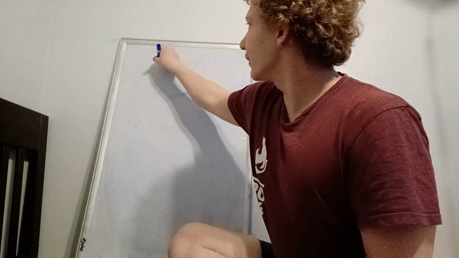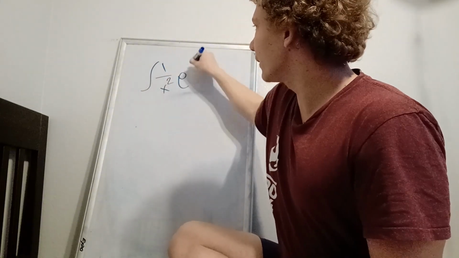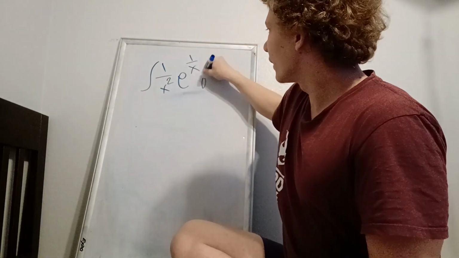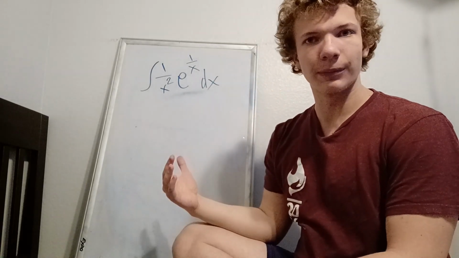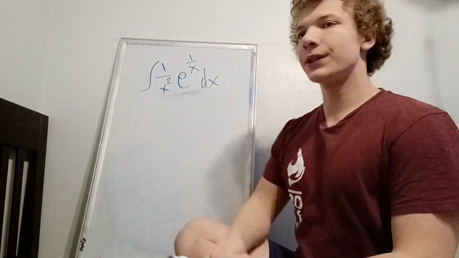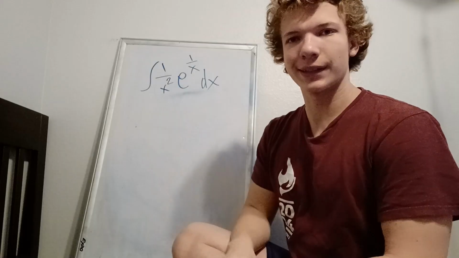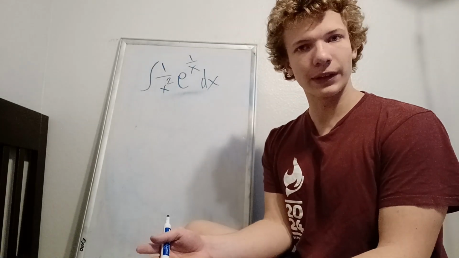For our next integral, this will be the last indefinite integral that we do today. It will be the integral of 1 over x squared e to the 1 over x dx. Now for this one, well, what's being multiplied directly by the dx? We have 1 over x squared and we have e to the 1 over x. Well, e to the 1 over x, that's a little gross, right?